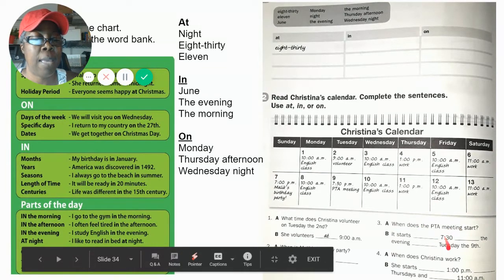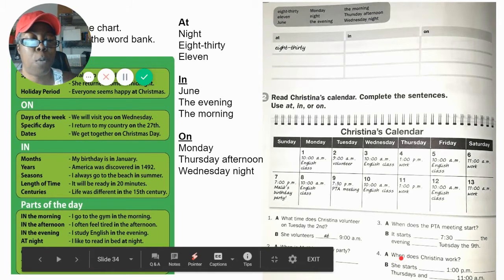So here we have a time, and here we have a day. But this day is not by itself. It's a day plus a date. And then, of course, we have a part of the day here as well. Okay. So let's talk about this. It starts, specific time, it starts at 7:30, part of the day, in the evening, and then we have our day, on Tuesday the 9th. So you see here it has Tuesday, and then it says the 9th. So on Tuesday the 9th.